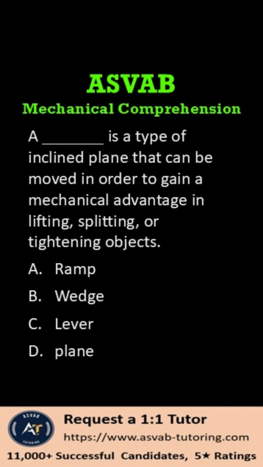A dash is a type of inclined plane that can be moved in order to gain a mechanical advantage in lifting, splitting, or tightening objects. A. Ramp. B. Wedge. C. Lever. D. Plane. The correct answer is B.